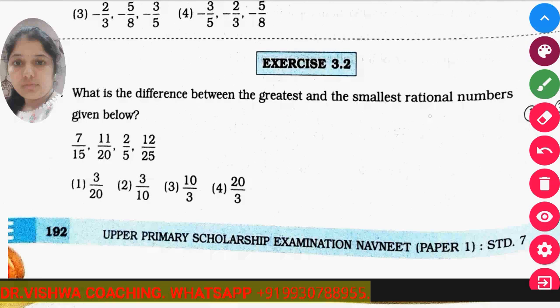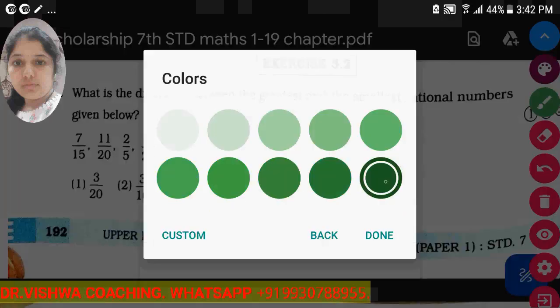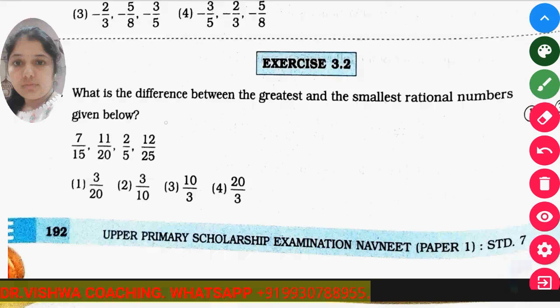What is the difference between the greatest and smallest rational number given below? Only this much we have to take. Okay. Now only 4-5 sums we will take from this exercise, and I will give you most of the sums as homework. Now see, which is the greatest and smallest rational number given below.